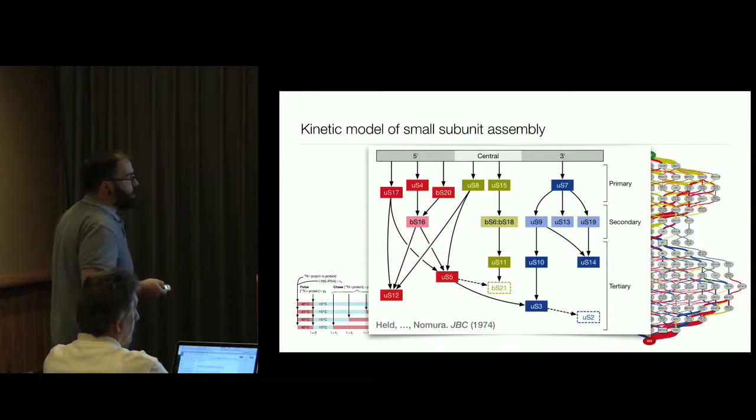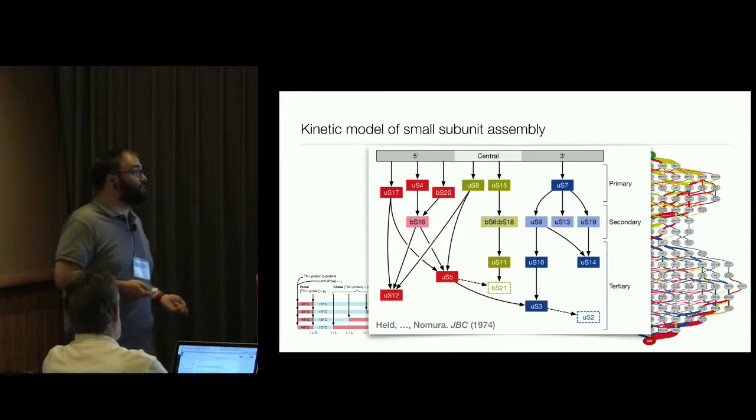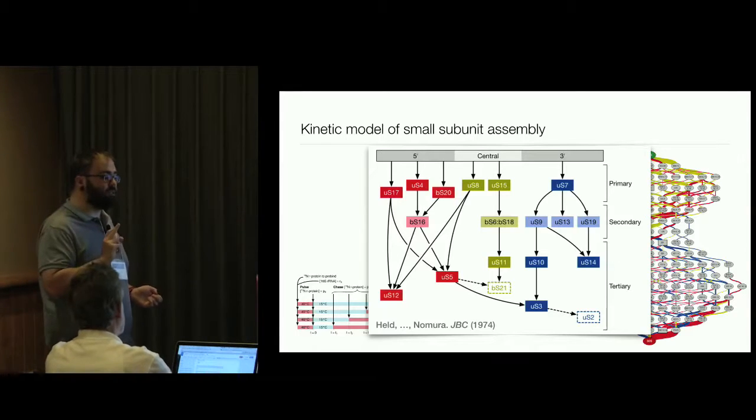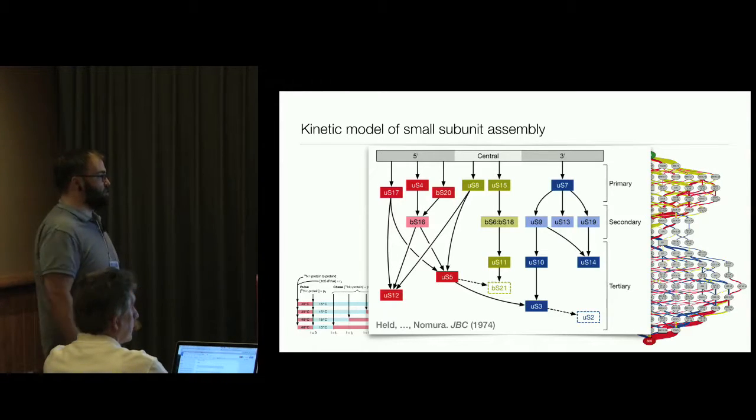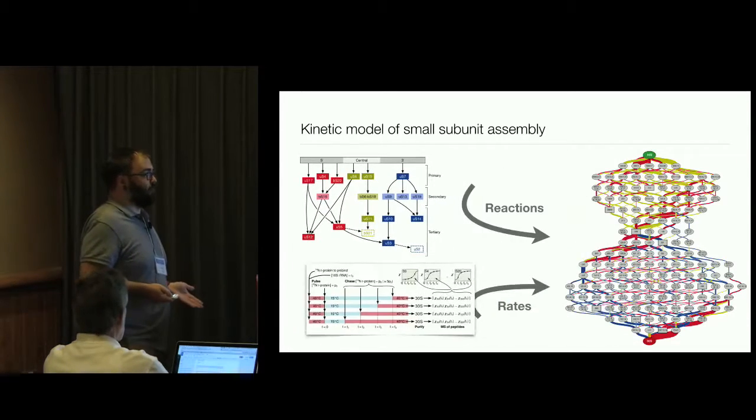So what we can do is enumerate all of the possible intermediates and all of the possible reactions. If we do that, we end up with 2,600 species and about 6,000 reactions. Okay, so that gives us the network topology, but we're interested in dynamics here.